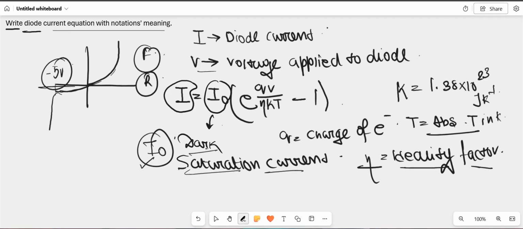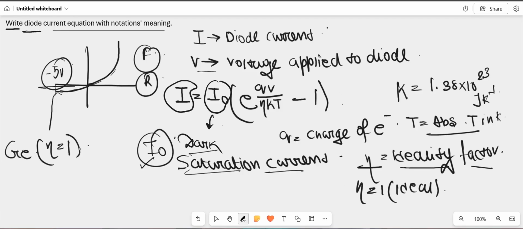If we consider that the diode is ideal, then this ideality factor will be equal to 1. If we consider a germanium diode, the ideality factor will be equal to 1. But if we consider a silicon diode, the ideality factor will be equal to 2.